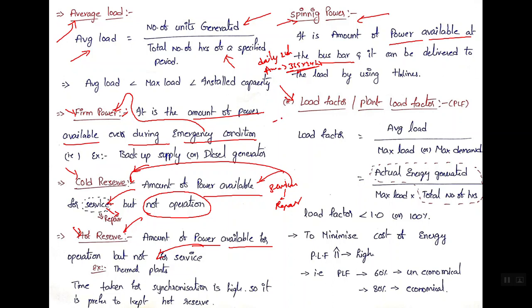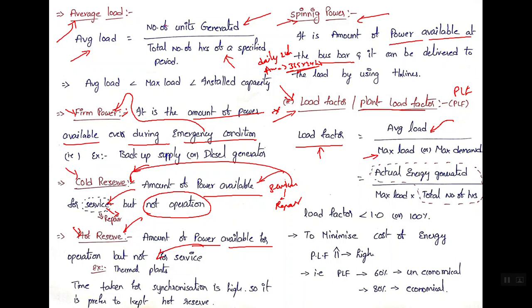And the next one, load factor. It is the most important one. Load factor or plant load factor, you can say that PLF. Okay. And in this, what is this load factor? Load factor is the ratio of average load by maximum load.